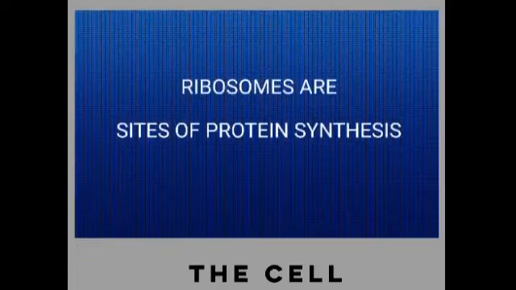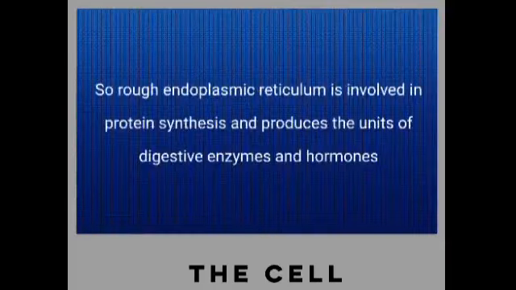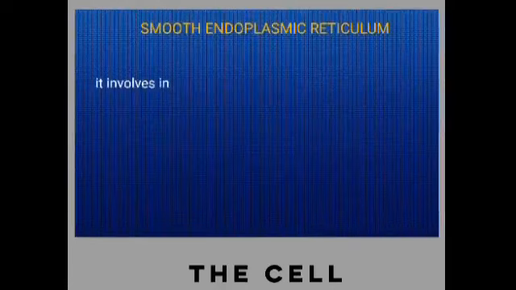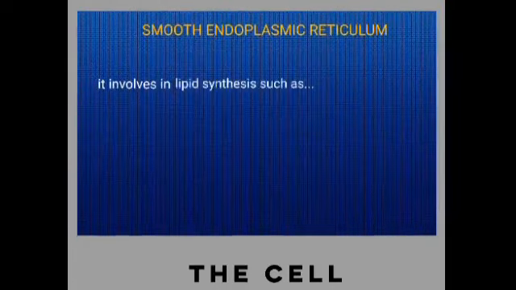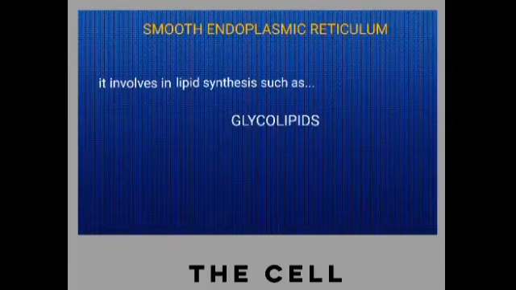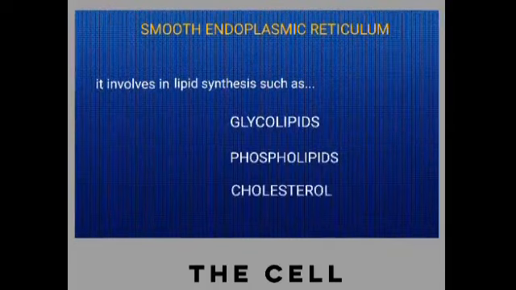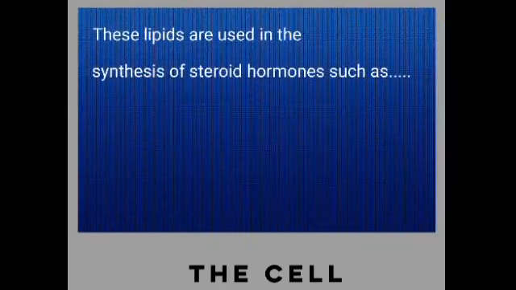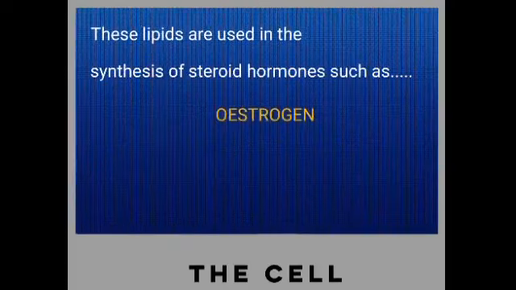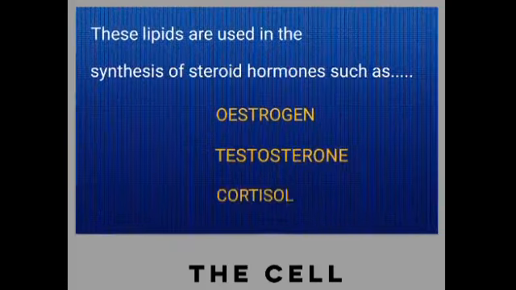Ribosomes are the sites of protein synthesis. So, a rough endoplasmic reticulum is involved in protein synthesis and produces the units of digestive enzymes and hormones, etc. On the other hand, the smooth endoplasmic reticulum is involved in lipid synthesis such as glycolipids, phospholipids and cholesterol. These lipids are used in the synthesis of steroid hormones such as estrogen, testosterone and cortisol.